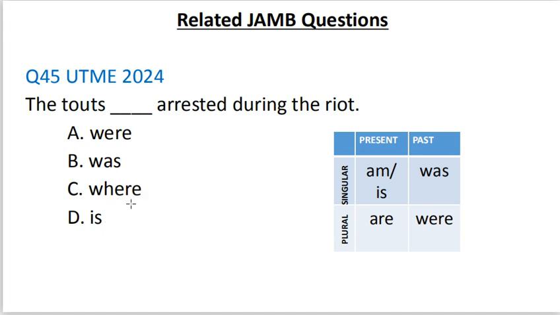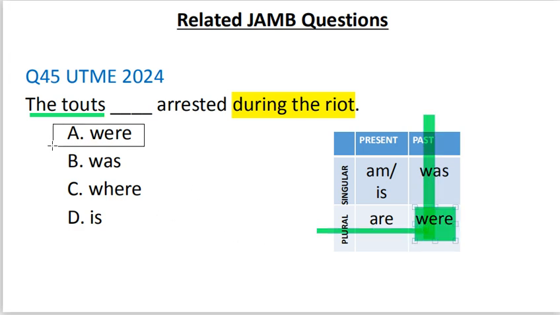D, is. For us to be able to answer this question correctly, we must take a look at the subject of the sentence. Is it singular or plural? The touts, tout with a letter S, it is plural. Now, is the sentence in the present tense or past tense? Look at the adverbial of time, during the riot. This shows that this event has happened in the past. The sentence is in the past tense. Now we check our table. Plural subject, touts. Plural past. What do we have? Were. W-E-R-E. That means option A is our correct option. The touts were arrested during the riot.